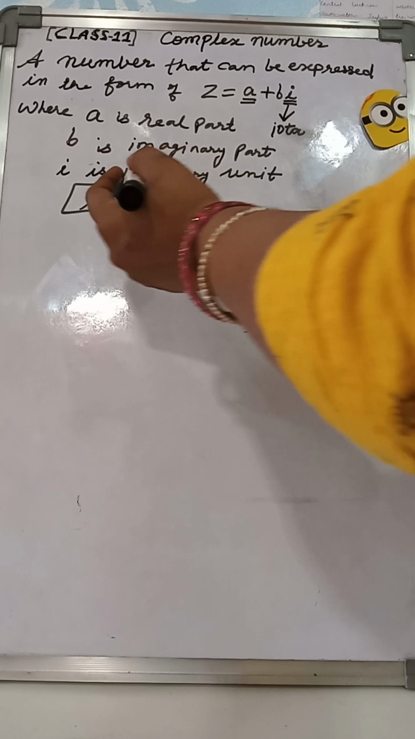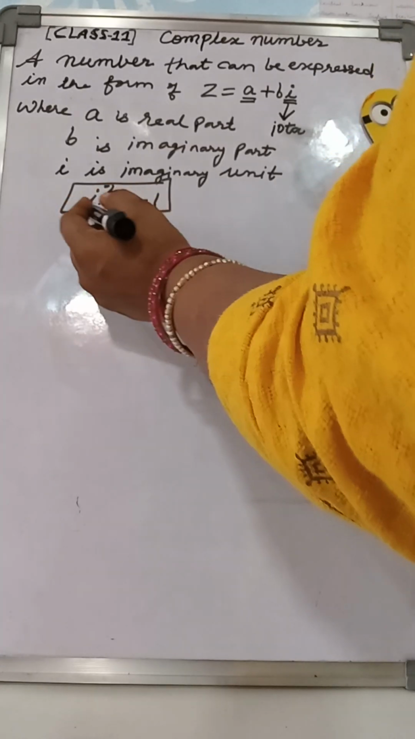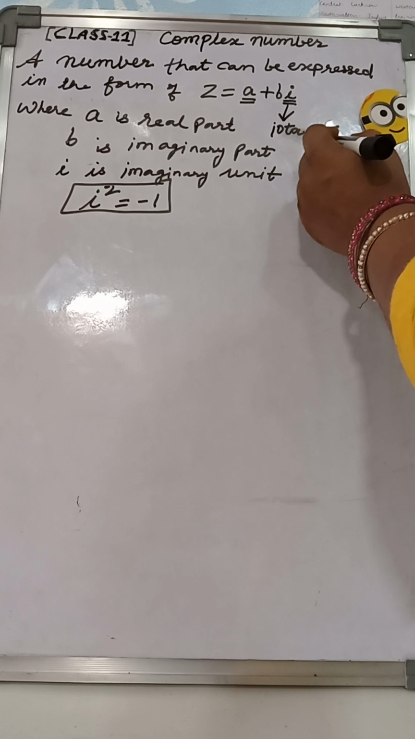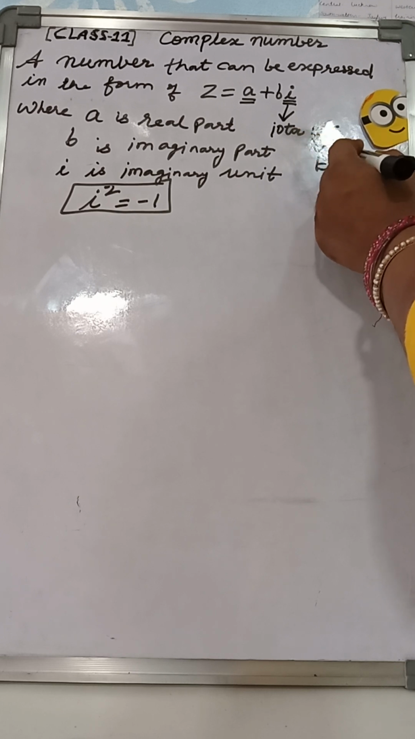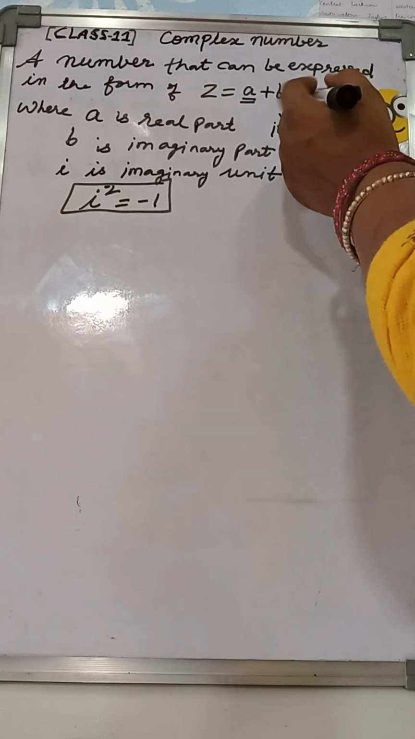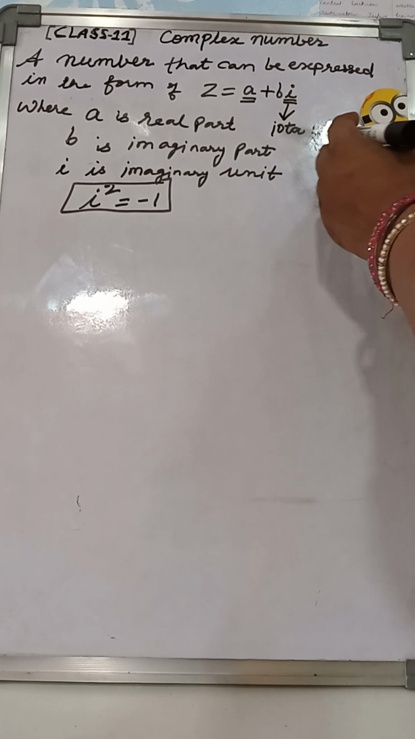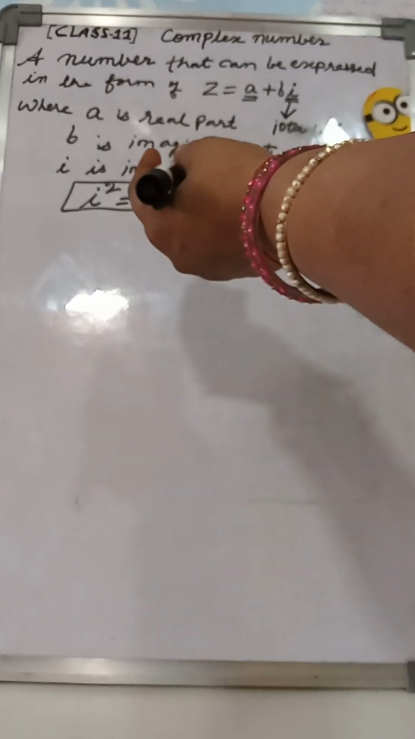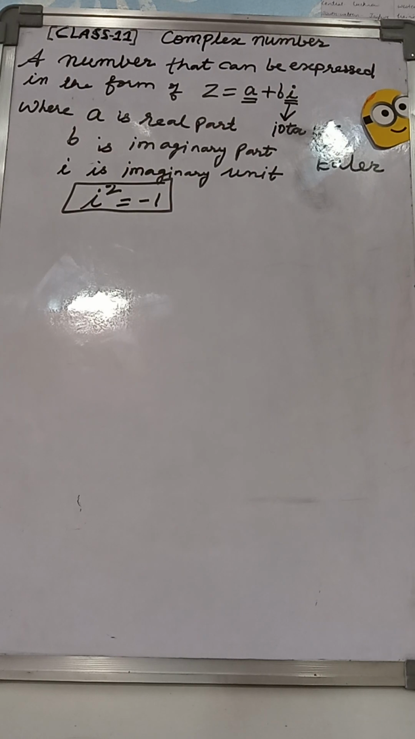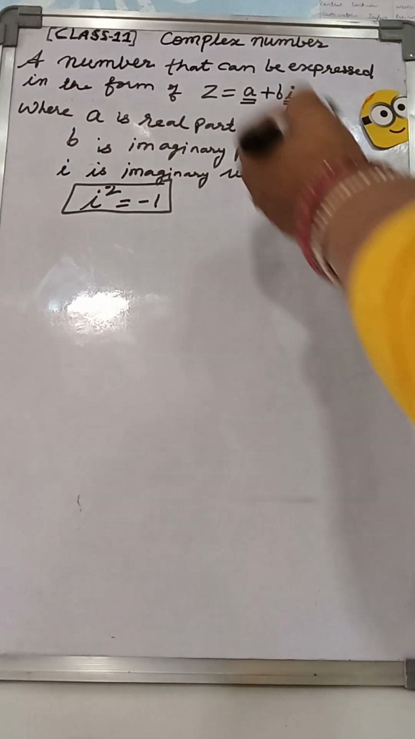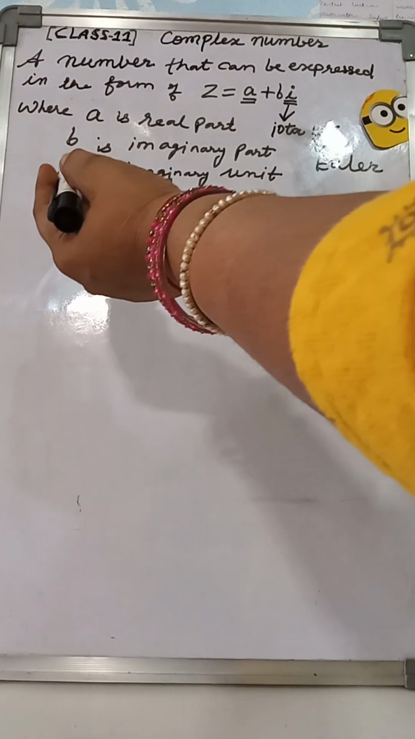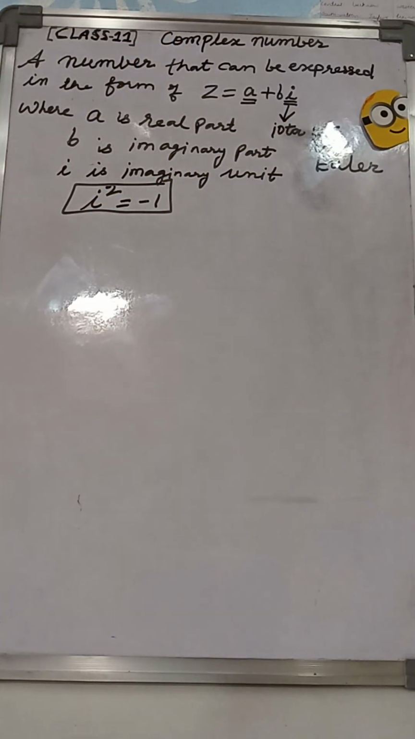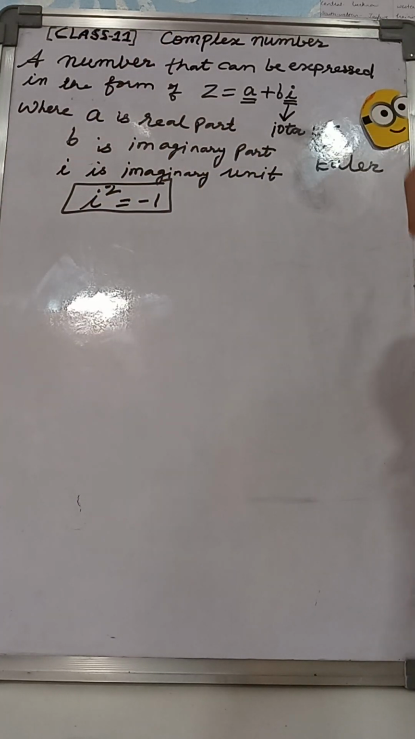Which mathematician used this iota? Euler. Euler used this iota symbol for negative numbers. Why did mathematicians need complex number? Because we have many numbers, natural numbers, whole numbers, real numbers, so many numbers were there.